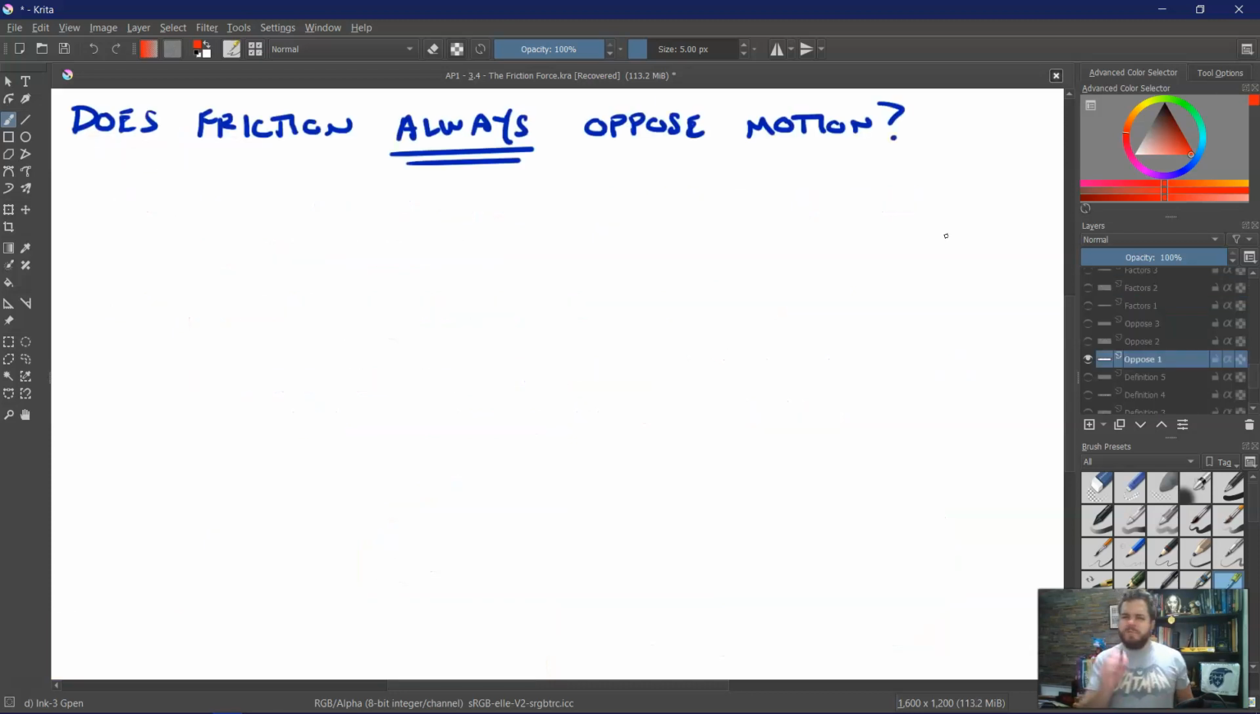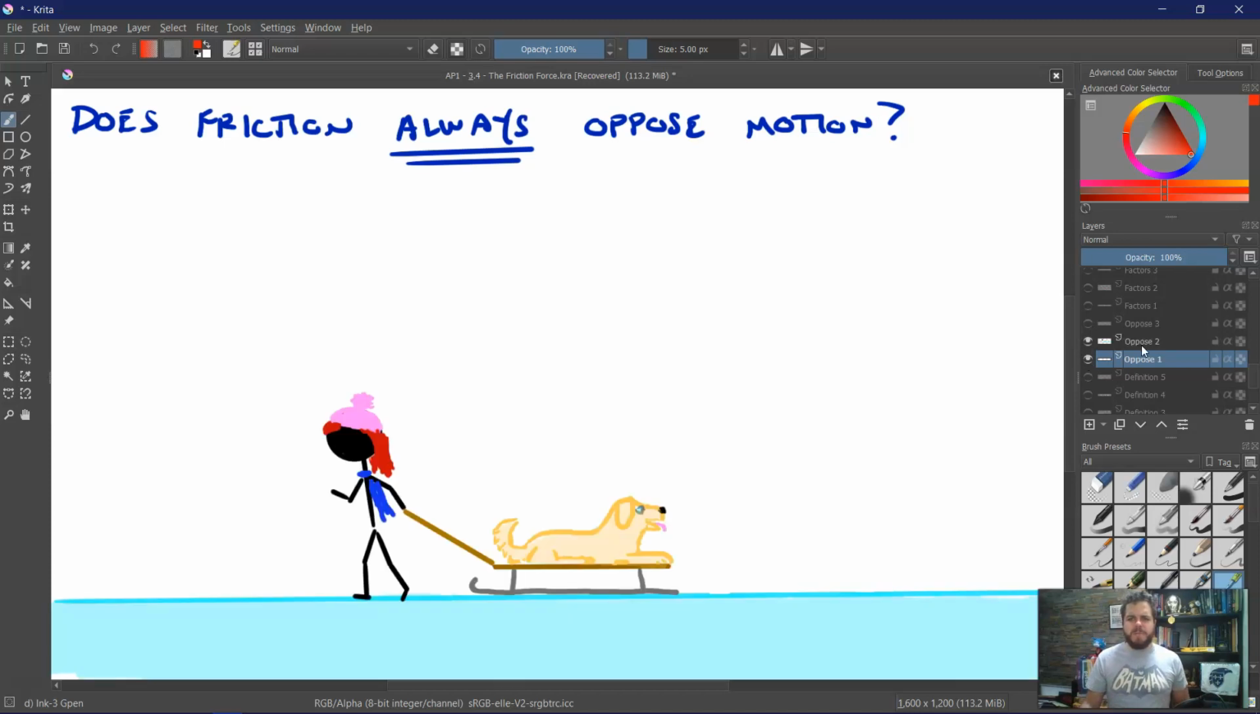So let's talk about a very important question. Does friction always oppose motion? You probably instinctively would say yes, because didn't I just say that a second ago with the definition of friction? Well, let's think about a scenario. Let's say that you are somewhere up in the north and you're walking along some ice and you're pulling a puppy dog on a sled. Well, a couple of things here.